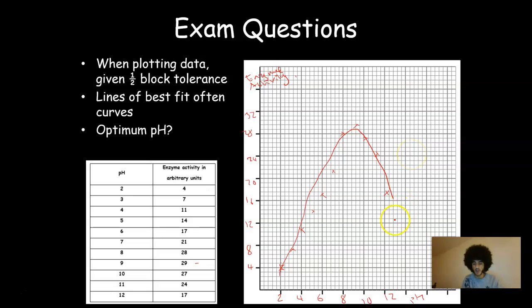And then sometimes you might be asked to identify the optimum pH. Optimum pH, as I mentioned before, is basically the pH at which the enzyme works best. In this case, it's around a pH of 9, all right? And you can see that from the data as well, so you can identify it from both.